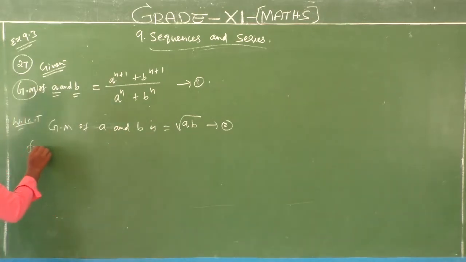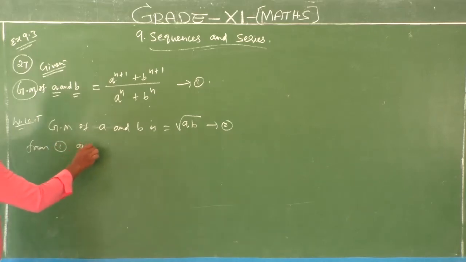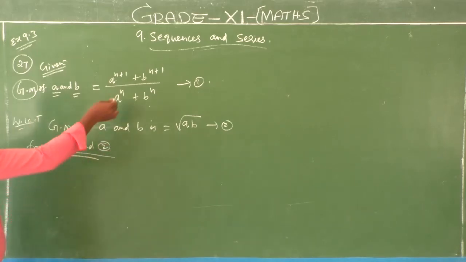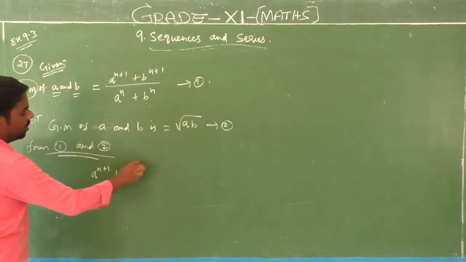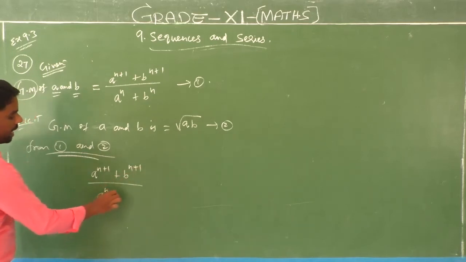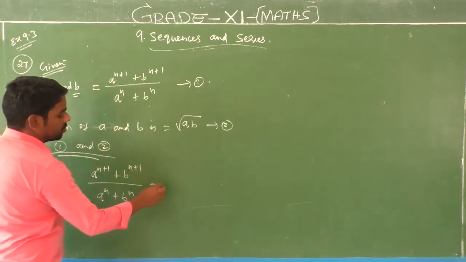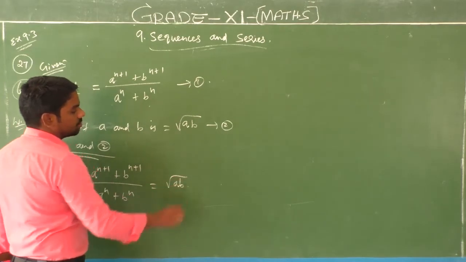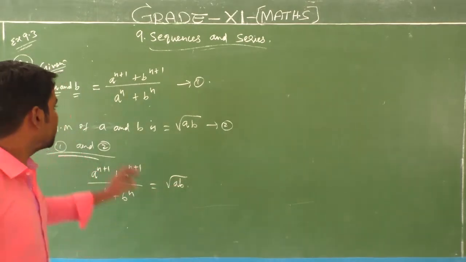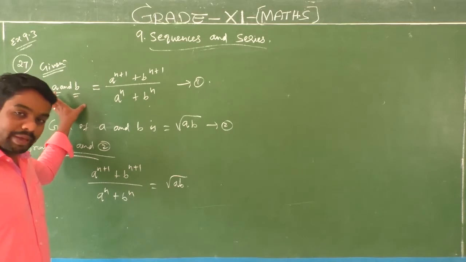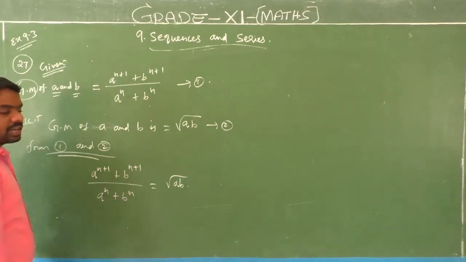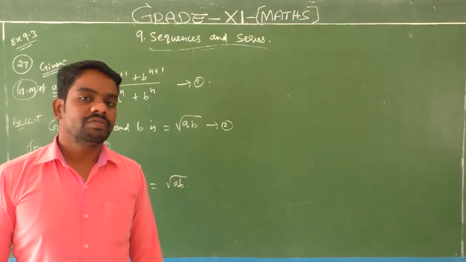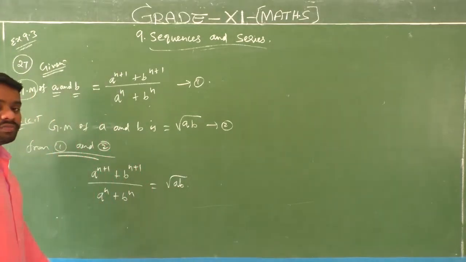So from equation 1 and 2, (a^(n+1) + b^(n+1)) / (a^n + b^n) is equal to root of ab. These two expressions are the geometric mean of two positive numbers a and b. Find the value of n.